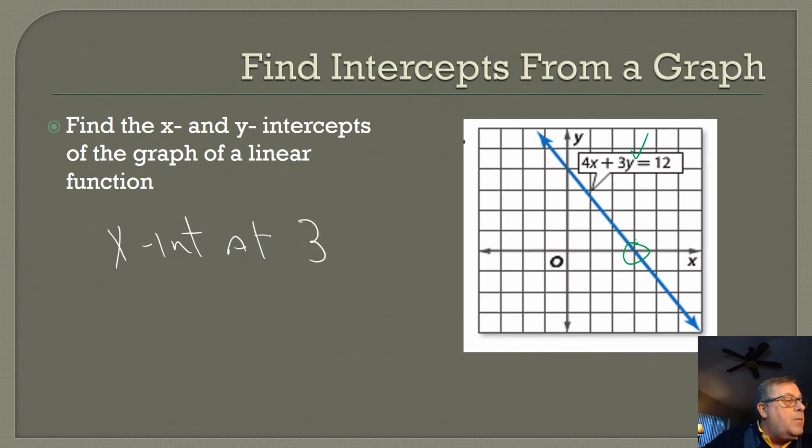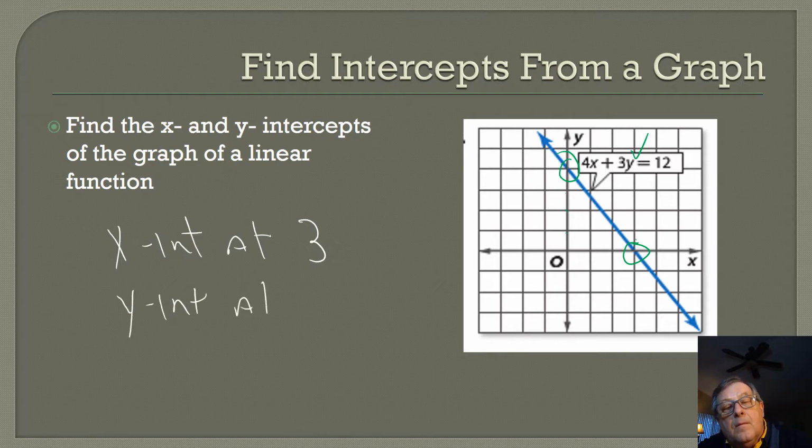And let's see, what about a y-intercept? Okay, well, I can see a y-intercept right here. It's crossing the y-axis, and that's when y is equal to 1, 2, 3, 4. And so we've got a y-intercept at 4. And I might represent this as 3, comma, 4. An x-intercept at 3, a y-intercept at 4.